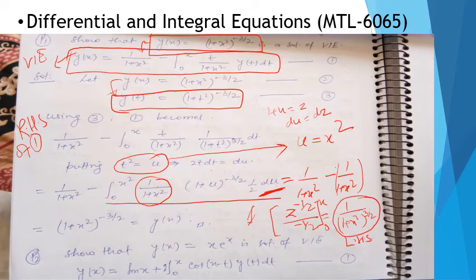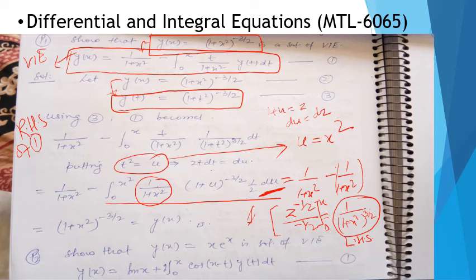Starting from the RHS, we find the LHS. This means this y(x) satisfies this equation. Put y(x) in terms of y(t) here and solve the RHS term. If we find the LHS, then this y(x) is the solution of the integral equation.